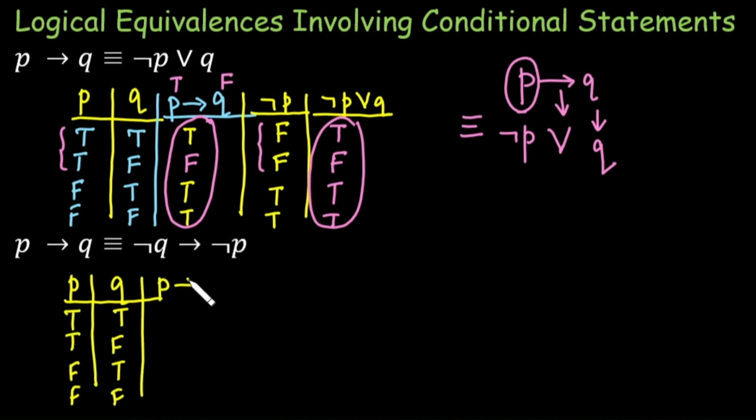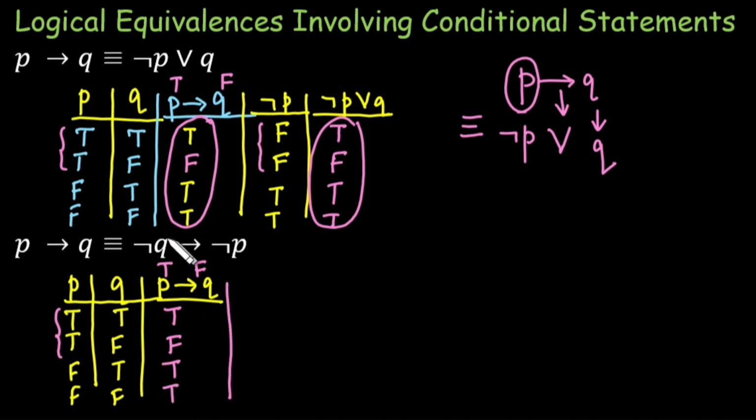P implies Q is false only in the one case when P is true and Q is false. So where is P true? First, second. And where is Q false corresponding to this one? That is only in the second case. So it means the rest are true.